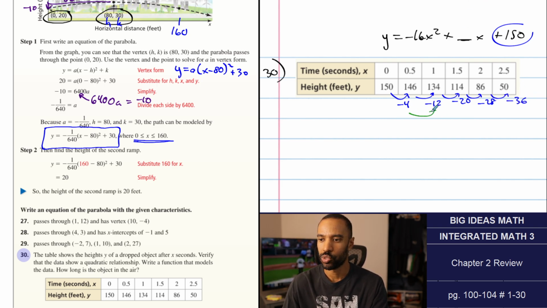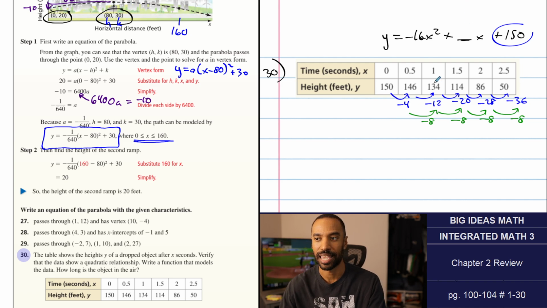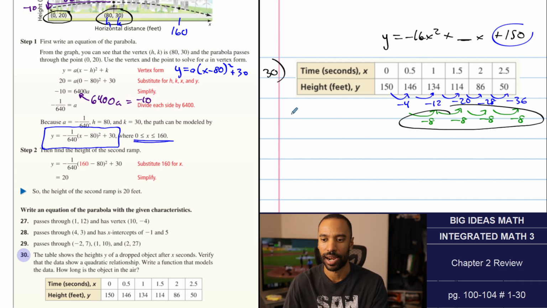Well, the difference between negative 4 and negative 12 is negative 8. From negative 12 to negative 20 is negative 8. And all these have a constant difference of negative 8, the constant second difference. This is how we know it's quadratic. This is what quadratic functions do. They have a constant second difference.